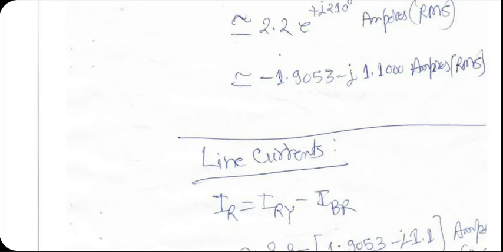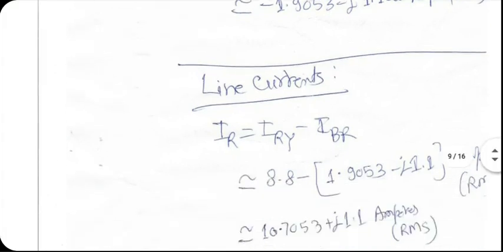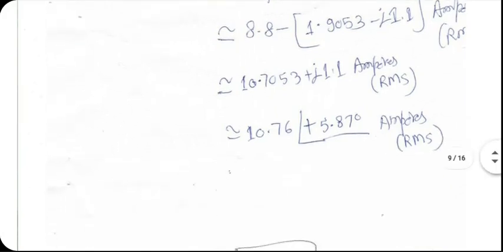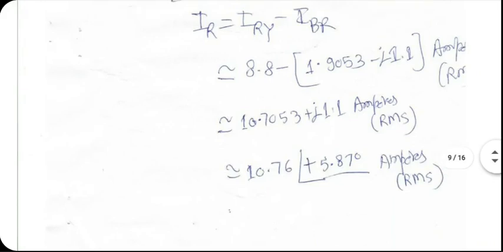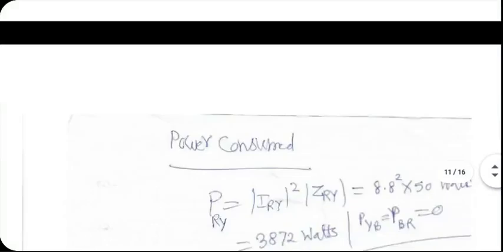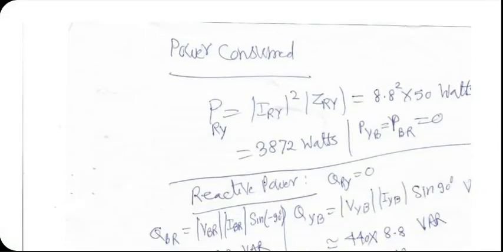Okay, so once you have got all this, you calculate the line current using these KCL formulas. I'm just keeping my fingers crossed that there is no calculation mistake here. IR, IY, IB. Okay, so check these yourself. Then power calculations. PRY will be magnitude of IRY square Z. I'm not going to complex power. I'm going only to consumed power. So I can use these simple formulas.